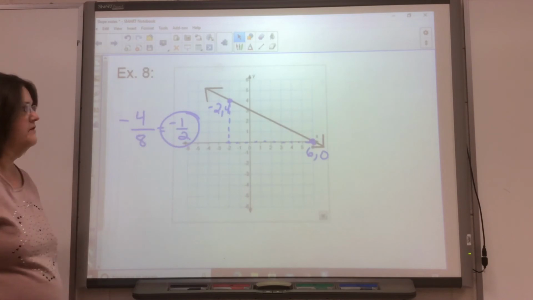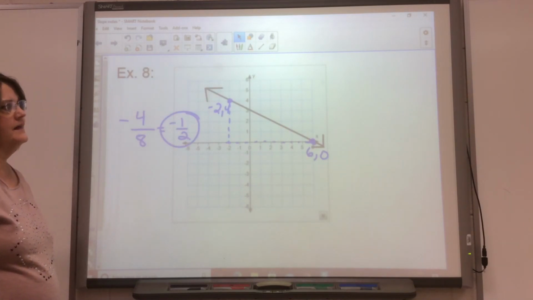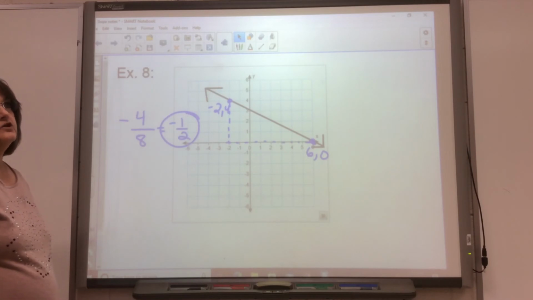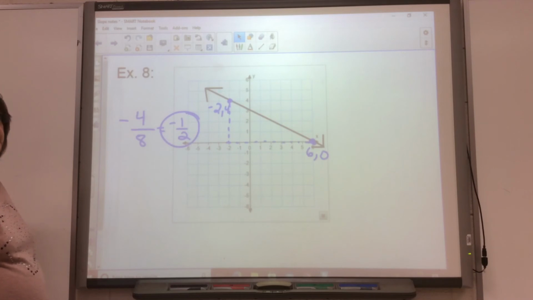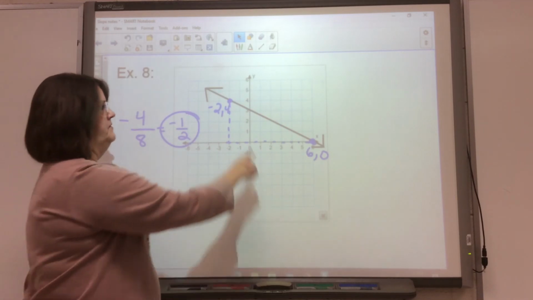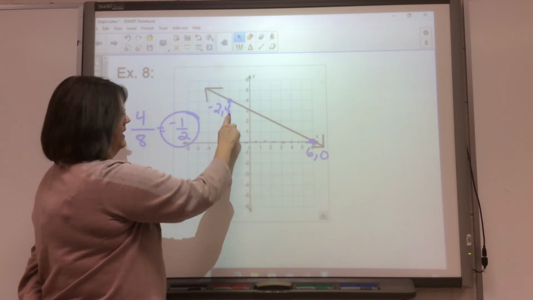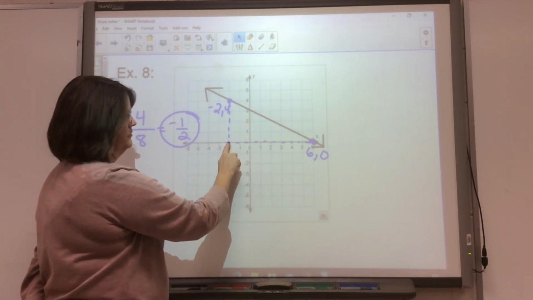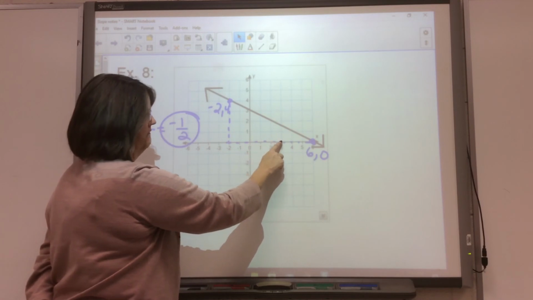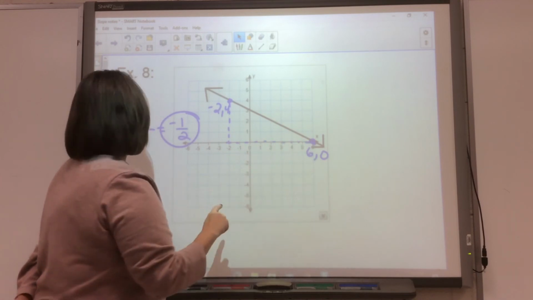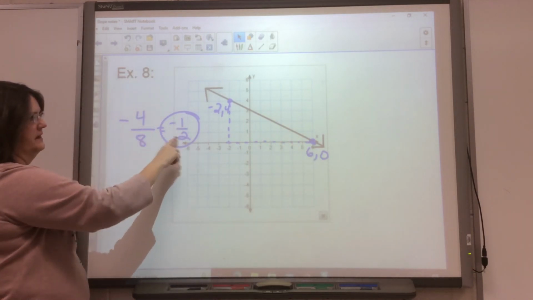All right, from a graph, you literally just need to look at the graph and count. Remember when we did our slope lesson, it's up/right or down/right when we did our graphing. So from this point to this point, I'm going down 1, 2, 3, 4, and going to the right 1, 2, 3, 4, 5, 6, 7, 8. So negative 4 over 8 is negative 1/2.